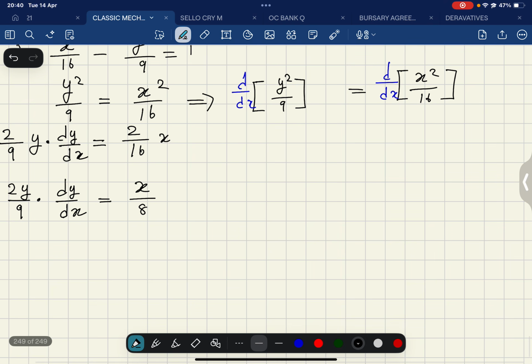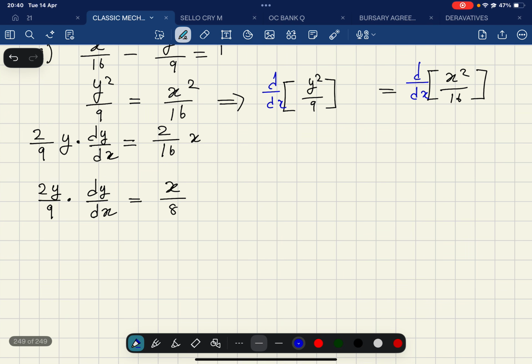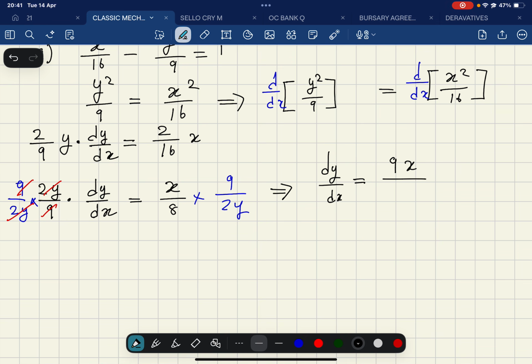So from there I'm going to multiply both sides by the reciprocal of this, which is what? 9 over 2y. Even this side I multiply by 9 over 2y, so that this one can cancel that one and this one can cancel. So which means from there, what do I know? I know that my dy over dx is equal to 9x divided by 16y. So from there, what more must happen?